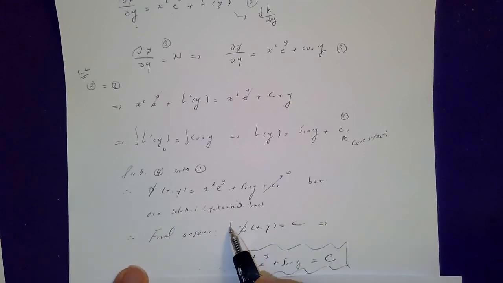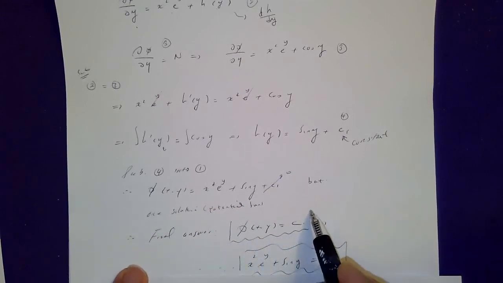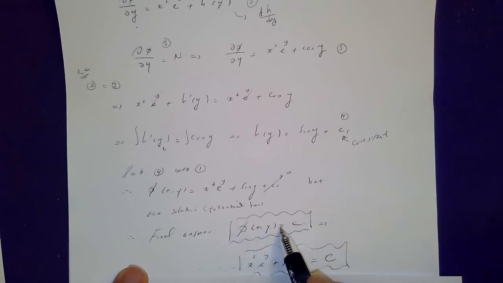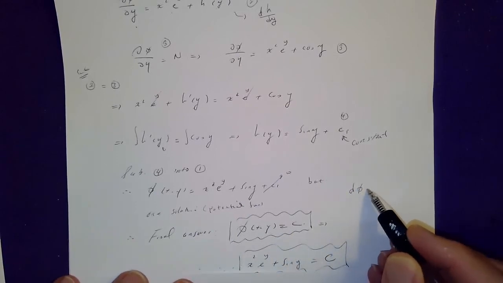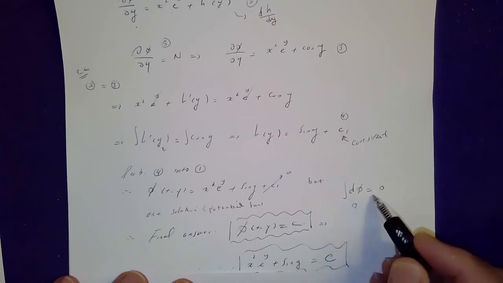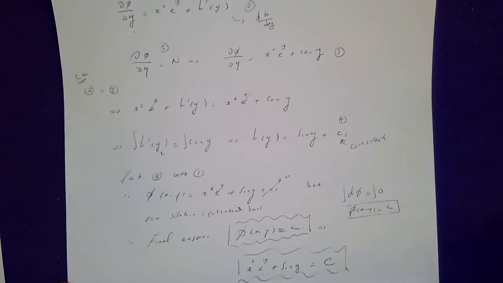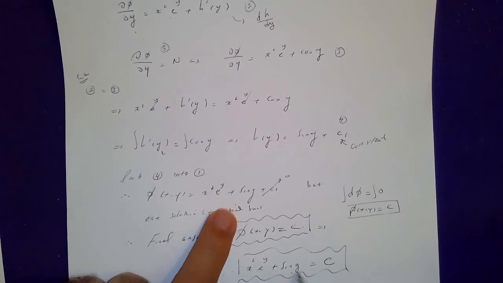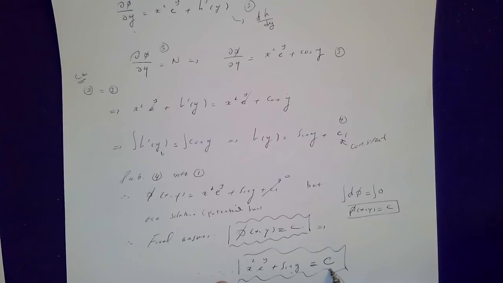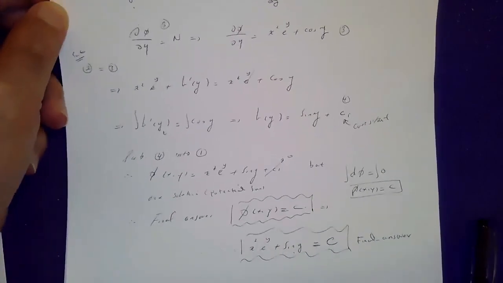However, the final answer always is phi of x, y equals C. So this is how the final answer should look. Remember why? Because the derivative of phi was 0. So if you take the antiderivative, phi of x, y has to always be constant. So take this, which is x squared e to the y plus sine of y, and set it equal to a constant. And this would be, ladies and gentlemen, my final answer for an exact differential equation. Thank you.